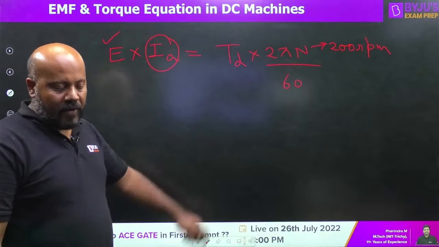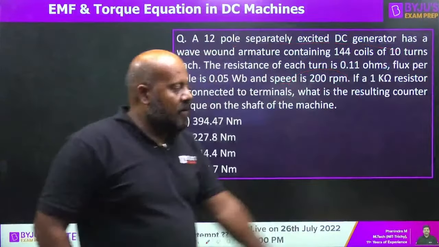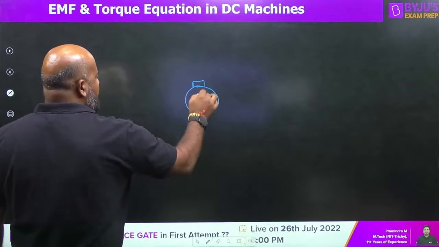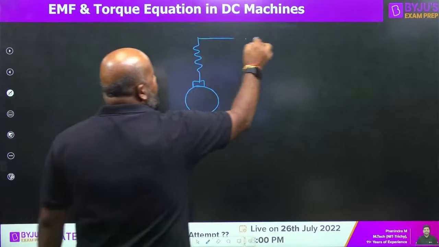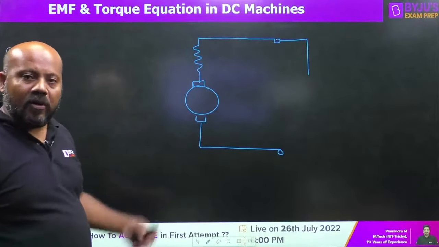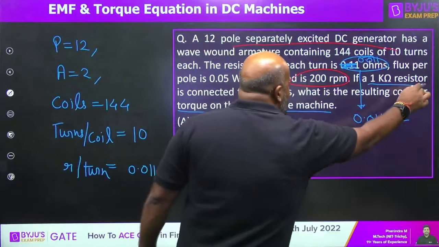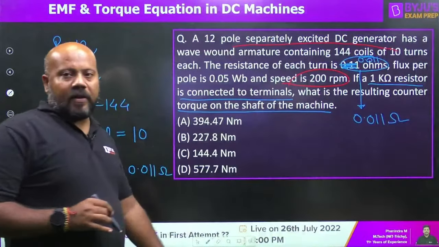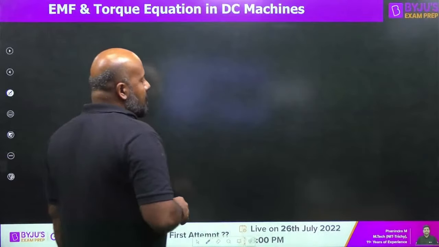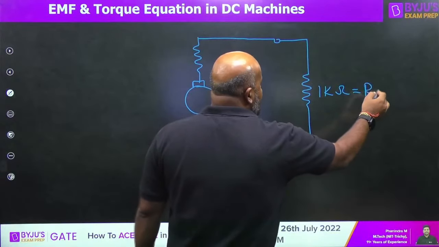If you can draw the circuit for this separately excited DC generator, can you draw the circuit? Yes. Separately excited. This is the armature, external terminal. Load is going to be connected, and it is mentioned here in the problem. If a 1 kilo ohm resistor is connected to the terminals, then here it is going to be 1 kilo ohm, and that is the load resistor.